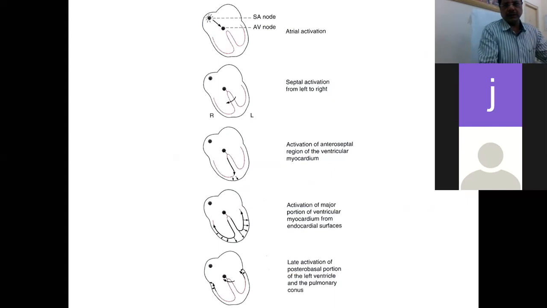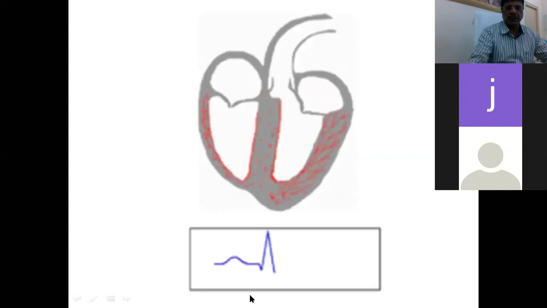So you can see here how the activity is going to spread. And here the activation is from the endocardial to the epicardial surface. We have late activation of the posterobasal portion of the left ventricle, the pulmonary conus, and the uppermost portion of the interventricular septum.